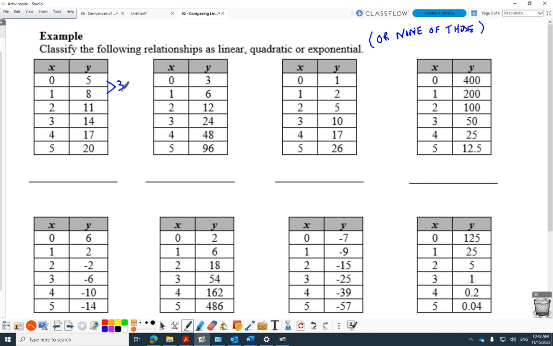Sometimes you'll have to subtract to figure out what was added. But it happens everywhere all the way along, right? 11 minus 8 is 3. 14 minus 11 is 3. 17 minus 14 is 3. 20 minus 17 is 3. All the way along, it's linear.